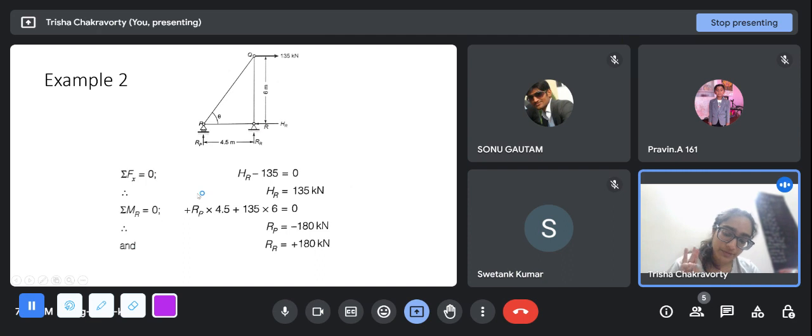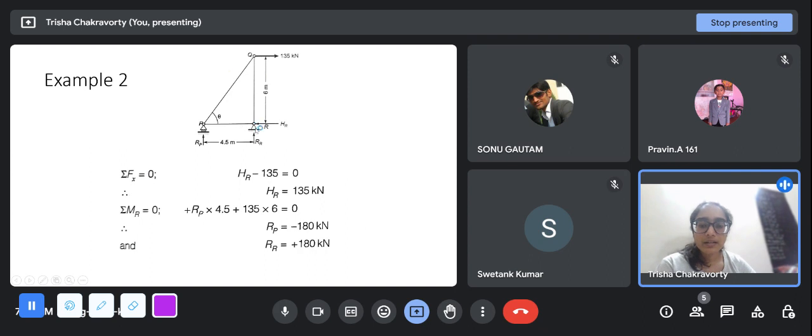We have three equations of equilibrium, that is sigma Fx is 0, sigma Fy is 0, and sigma M_R is 0. The moment does not necessarily have to be about R. You can take moment about any point and it will be 0. So for the first equation we take sigma Fx is 0. What are the forces in the x direction? HR and 135. So HR is 135 kilonewton.